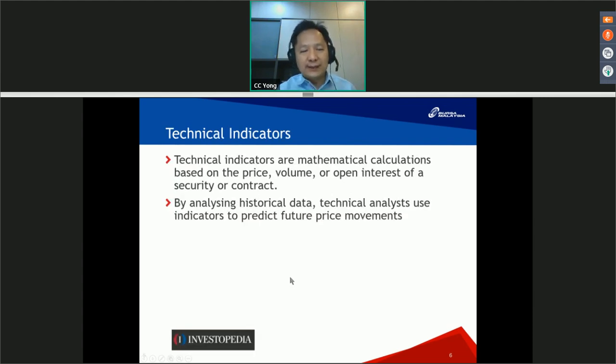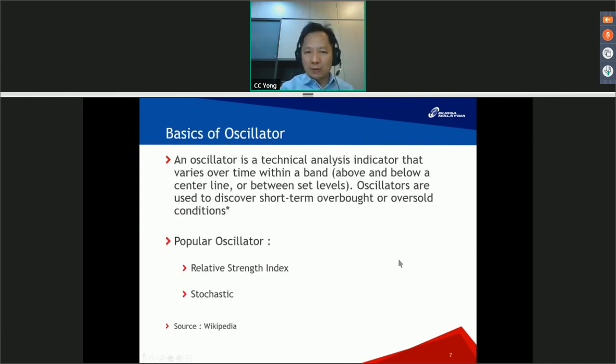Well, first things first, technical indicators. This is the definition. They are mathematical calculations based on price, volume, and so on and so forth, so you analyze the historical data. The technical analyst tries to use these indicators to predict the future of price movement. Although most of the time I say we almost cannot forecast or predict the future, we try to know the direction of the market. So from here, we try to apply these indicators in our trading.